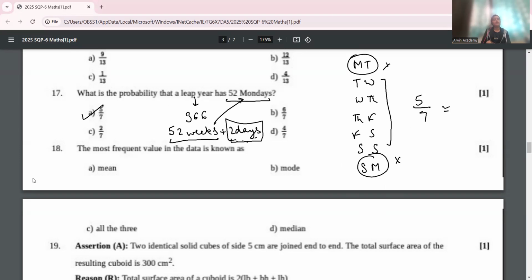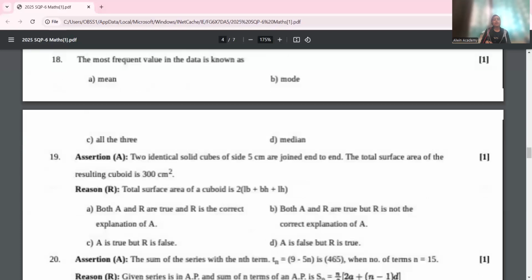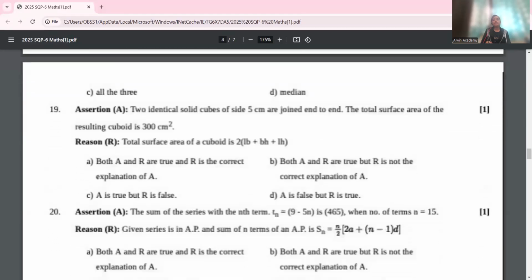Going to the next question, the most frequent value in the data is known as, it is straightaway mode, option number B. Question number 19. Two identical solid cubes of side 5 centimeter are joined end to end. The TSA of the resulting cuboid is. Now, when a cuboid is formed in this case, the length becomes twice of this side, length becomes 10. The breadth remains 5 and the height also remains 5.